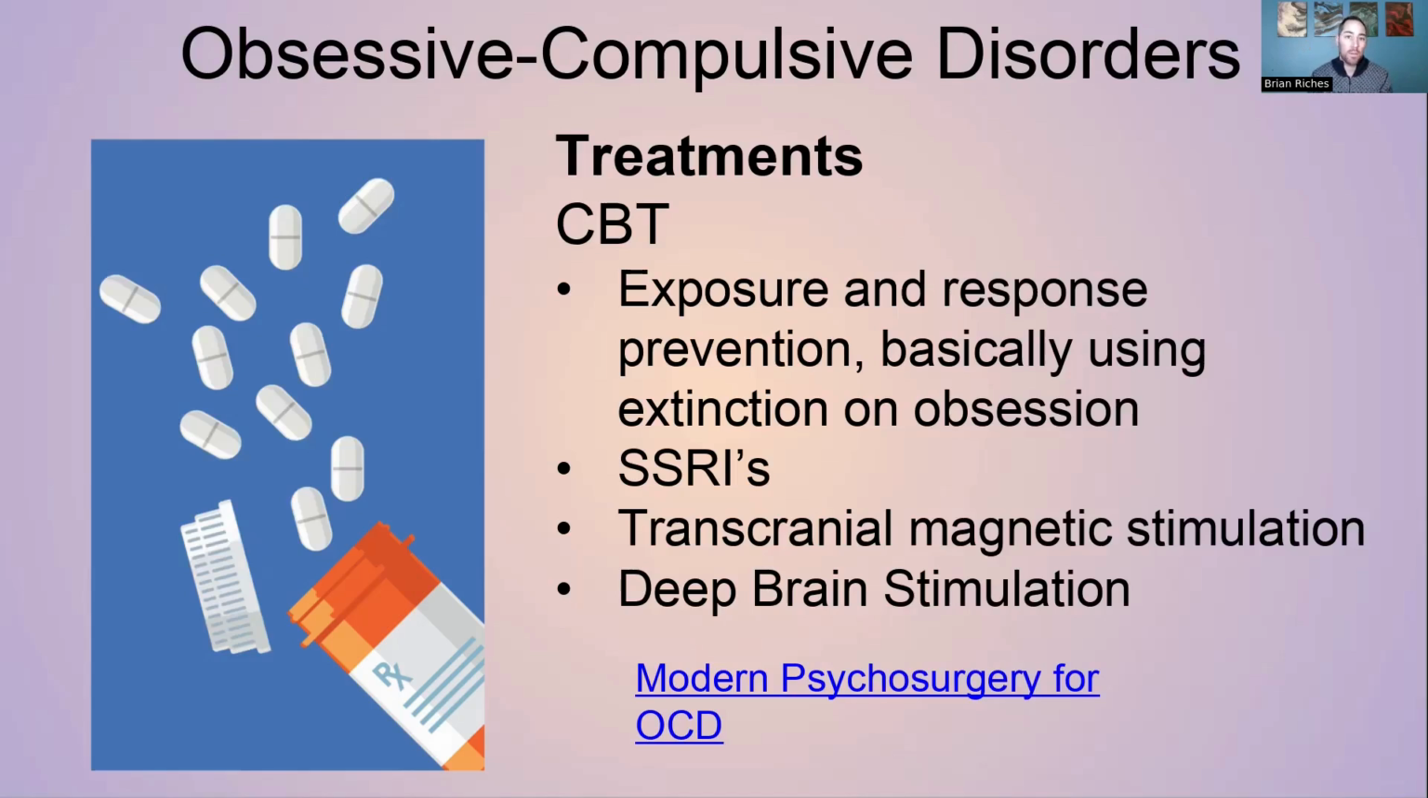So let's see an example of a person who has obsessive compulsive disorder. They talk about how it impacts their life, as well as they go through, if I remember right, I think they're doing deep brain stimulation. So a good example of modern psychosurgery. Yeah, and it's deep brain stimulation for this person.